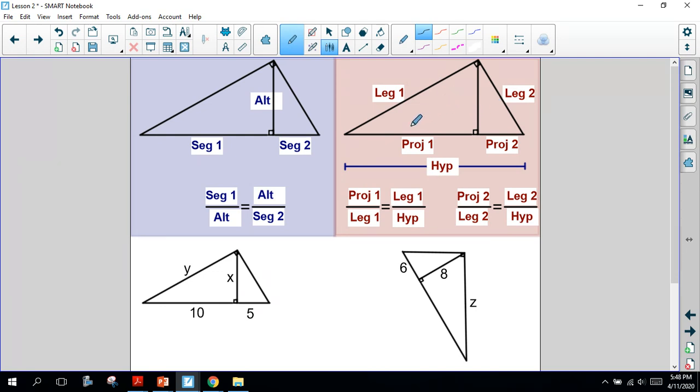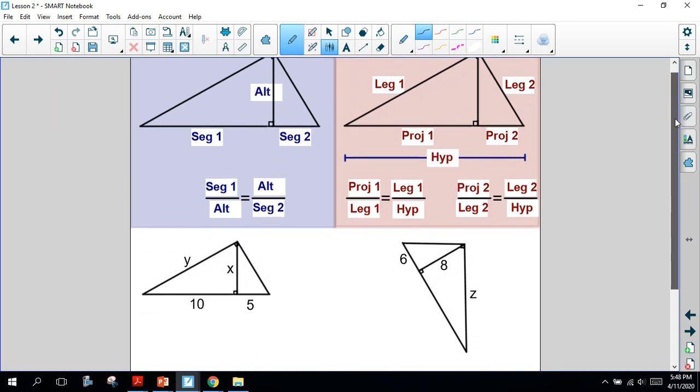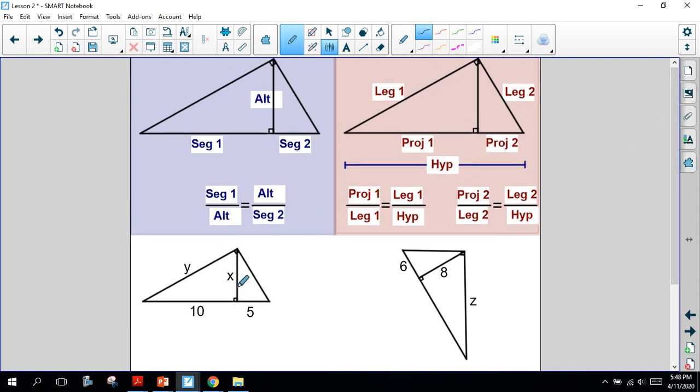All right, that being said, if I look at my first example, the dilemma you're going to run into here is when do I use each of these? Well, you've got to look at what you have. If I look here, I'm asked to find x. I've got this length of 10 and this length of 5. And x in this diagram is the altitude, so I'm going to lean toward this one already. The altitude is a geometric mean between the two segments, and yes, I do have the two segment lengths here. So x, the altitude, is a geometric mean between the two segments of 5 and 10.